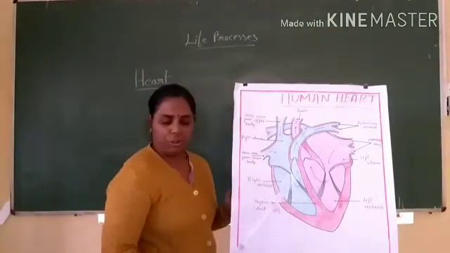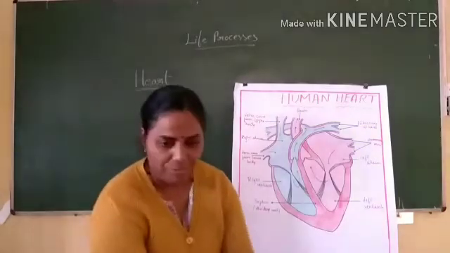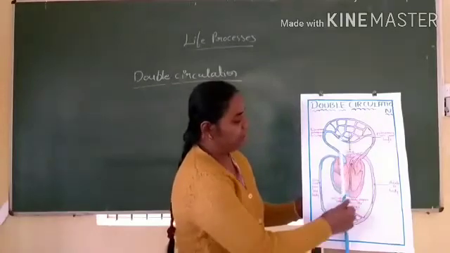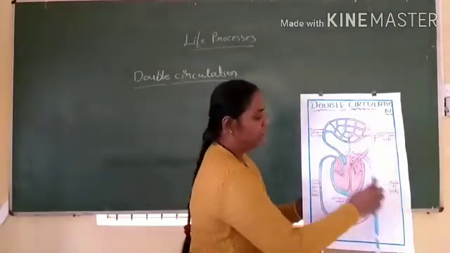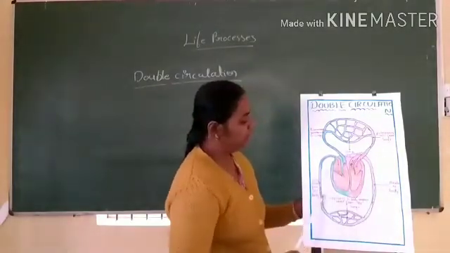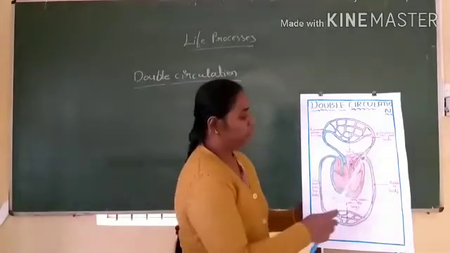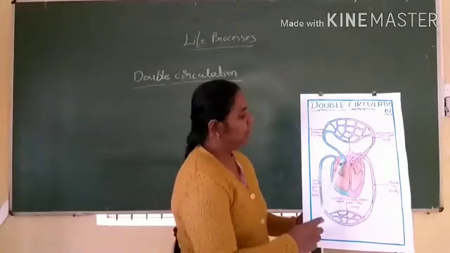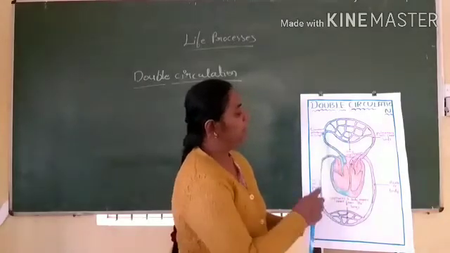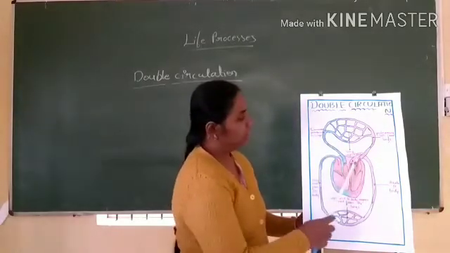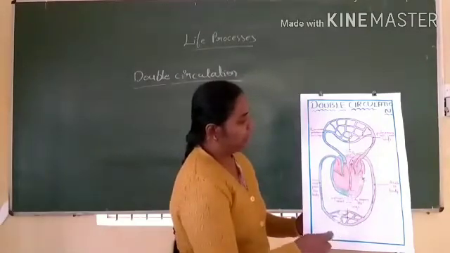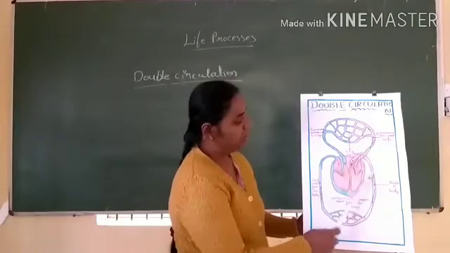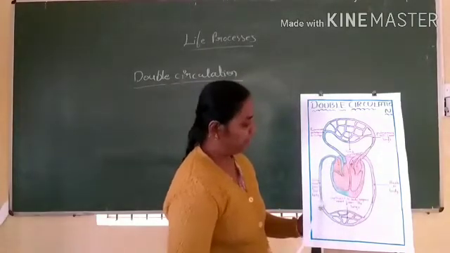Now I will show you how the double circulation occurs. The right part of the heart, the left part of the heart, and here I have shown the blood vessels. This is the inferior vena cava, these are the pulmonary arteries, and these are the pulmonary veins, the aorta, and the superior and inferior vena cava.